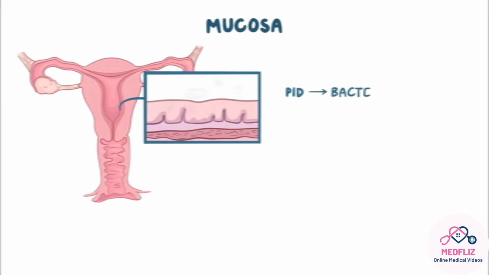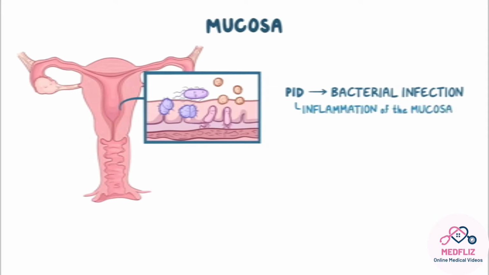PID usually develops from a bacterial infection in the vagina and the cervix, which can cause inflammation of the mucosal layer. About 60% of the time, this will change the composition of the bacterial flora in the vagina, also called bacterial vaginosis.